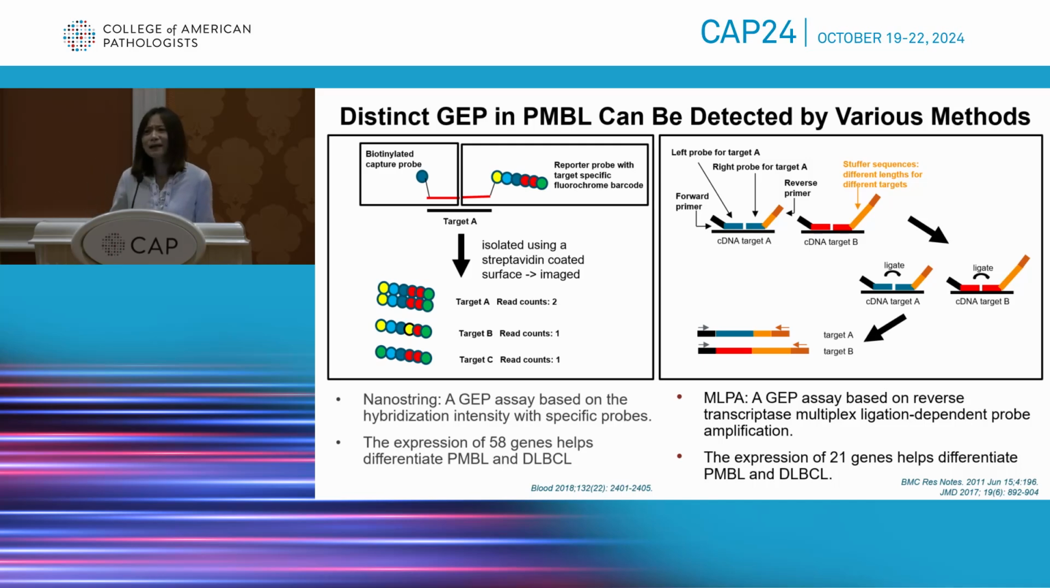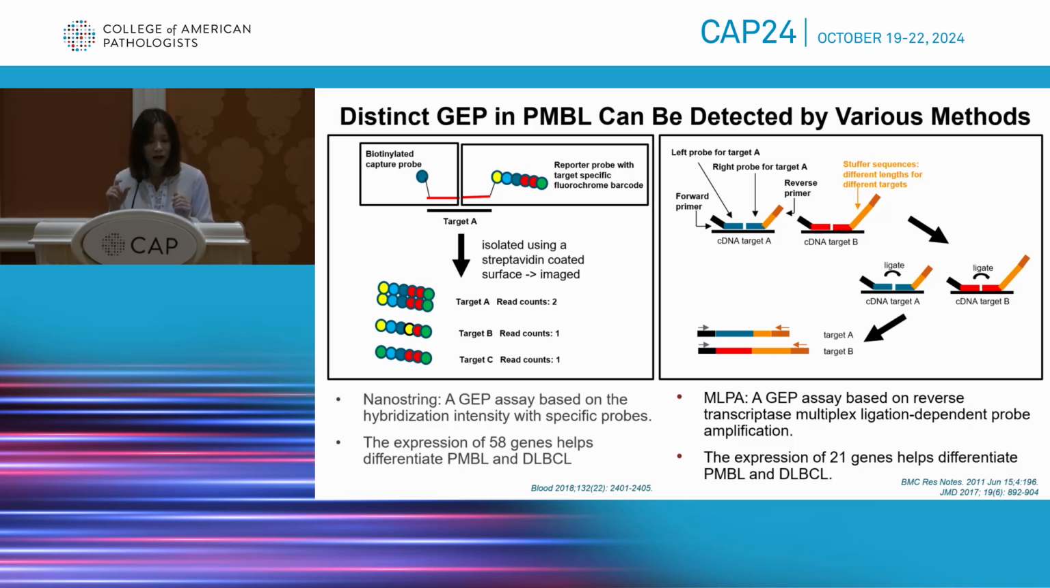So how about the right-hand side, MLPA? MLPA can also be used as a gene expression profile. It is based on the reverse transcriptase multiplex ligation-dependent probe amplification, MLPA. So how does it work? Again, this is an oversimplified version of how it really works. But if you look at it, it also requires two different probes. This time, the name is easier, left probe and then right probe. The left probe has a forward primer, and the right probe has the reverse primer.